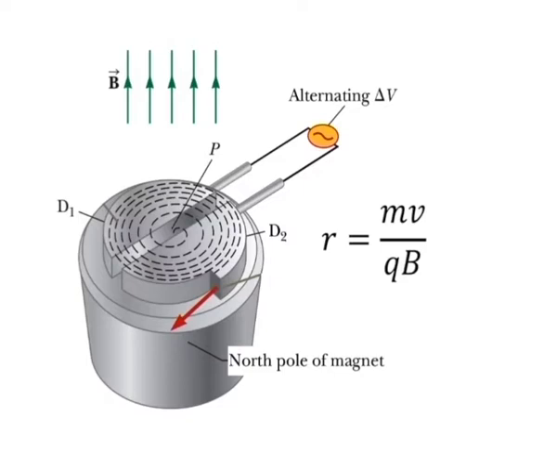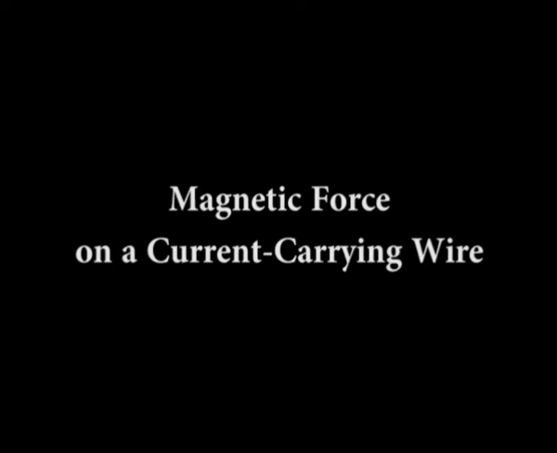Magnetic force on a current carrying wire. We have already seen, in connection with the Hall effect, that a magnetic field exerts a sideways force on electrons moving in a wire. This force must then be transmitted to the wire itself because the conduction electrons cannot escape sideways out of the wire.